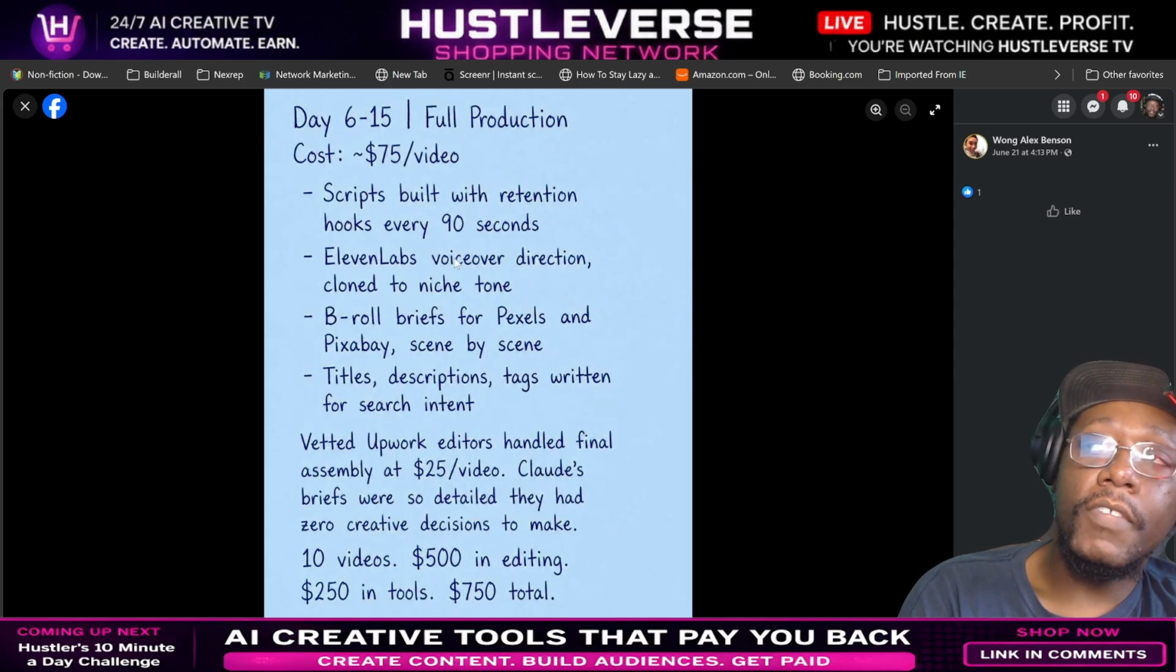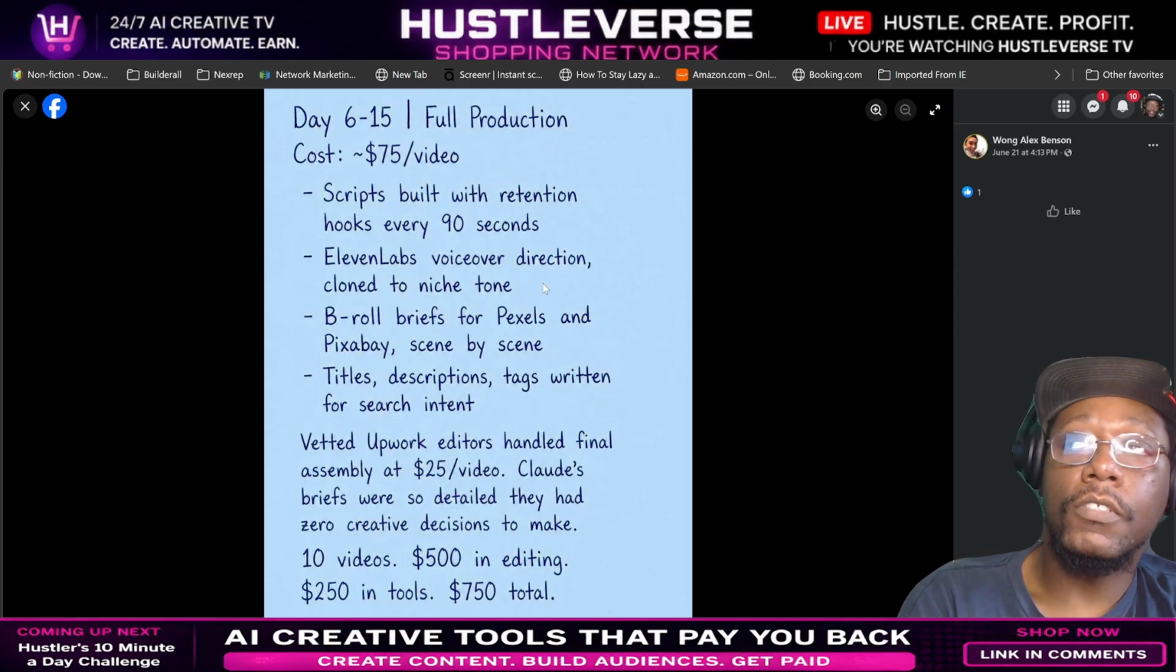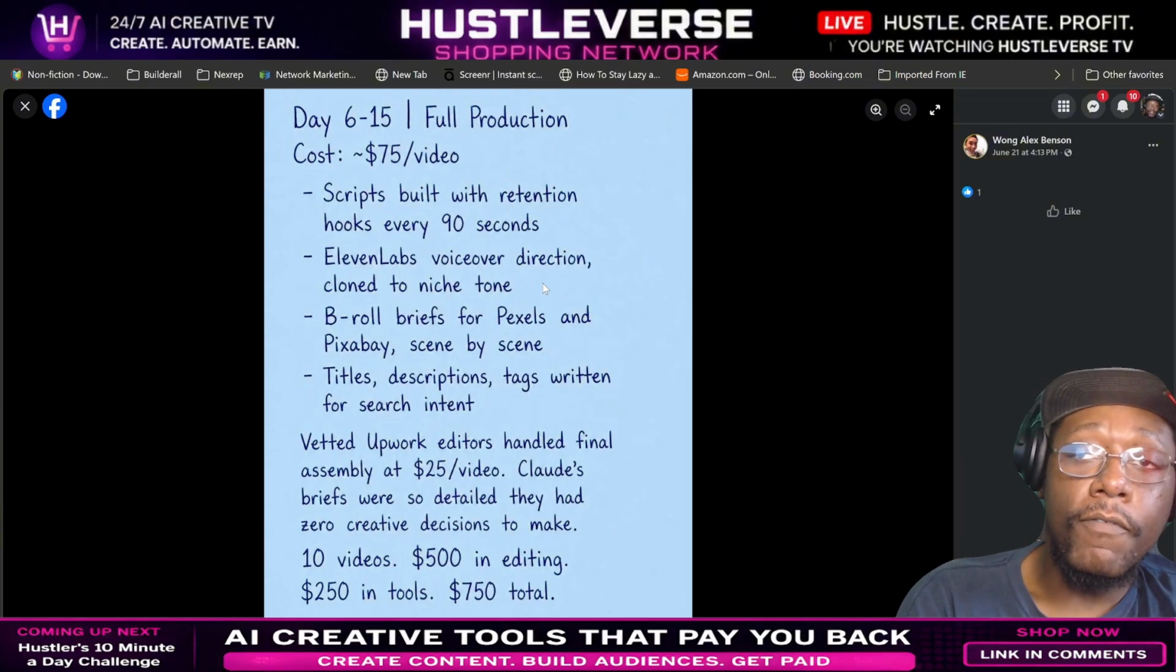Then it says here 11 Labs voiceover direction. So 11 Labs is a popular AI tool that is good at cloning voices, right? Being able to have AI avatars. Well, you know that some of my favorite tools allow you to clone your own voice.